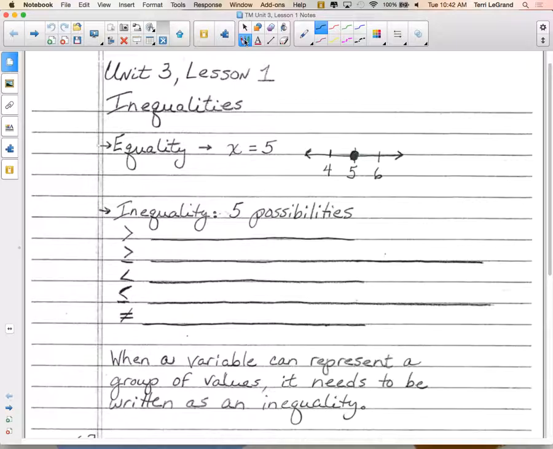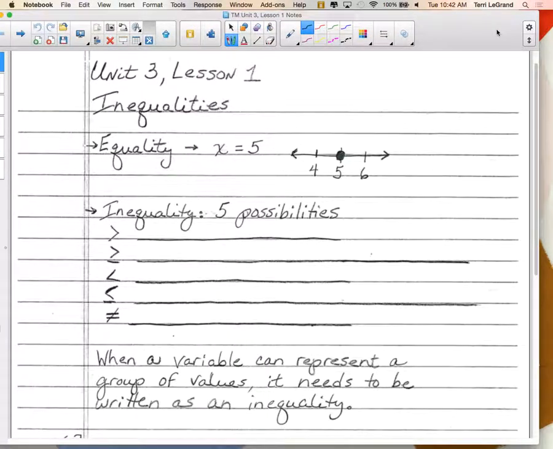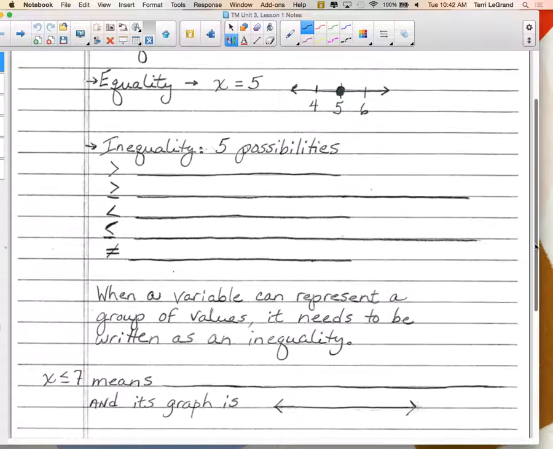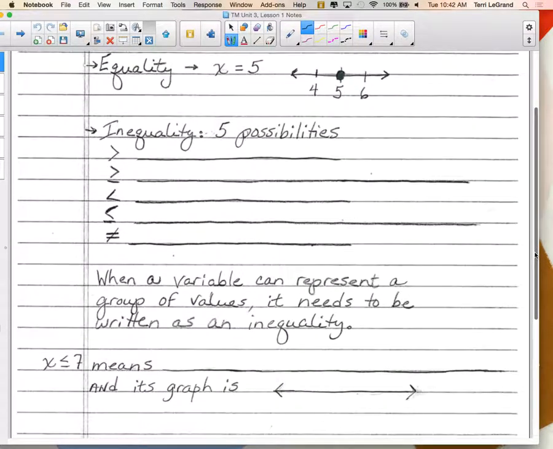So here's my first one that I just showed, an equality, x equals 5. If x equals 5, that is saying 5 is the only value that x can be for whatever the situation is. So then we just have a closed, a shaded in circle at 5 on the number line showing 5 is the solution, okay? When we have inequalities, there are actually 5 possibilities of ways we can show the relationship.